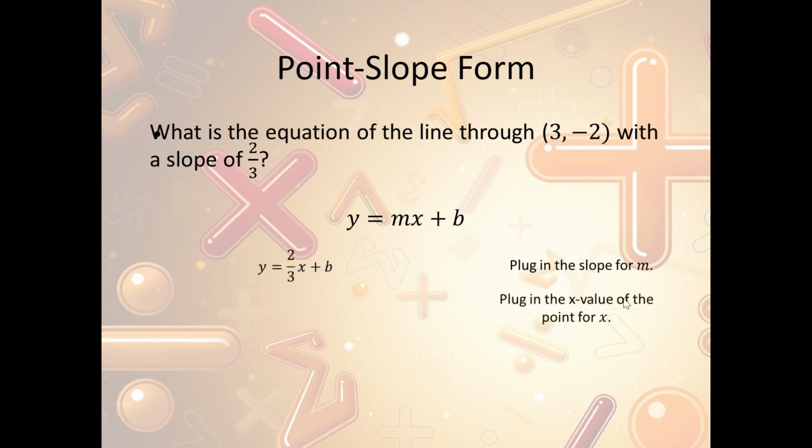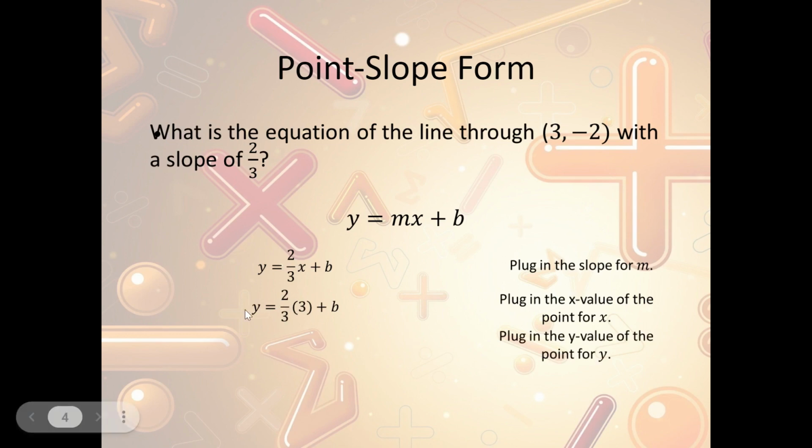Then we'll plug in the x value of the point we know. Well, the x value is 3, so we plug that in for x. And then we plug in the y value for y, which in this case is -2, so we plug that in for y. And we get -2 is equal to 2/3 times 3 plus b. Now we can solve for b. Well, we get 2/3 times 3, which when we multiply this out, we get 6/3, which is the same thing as 2.